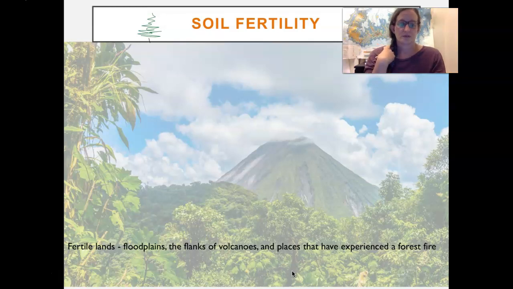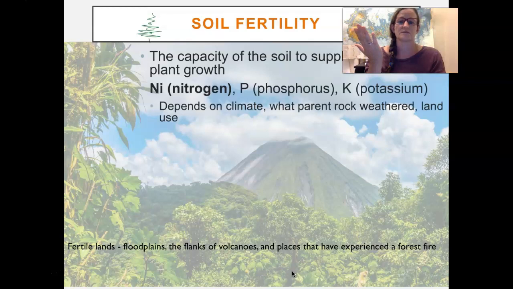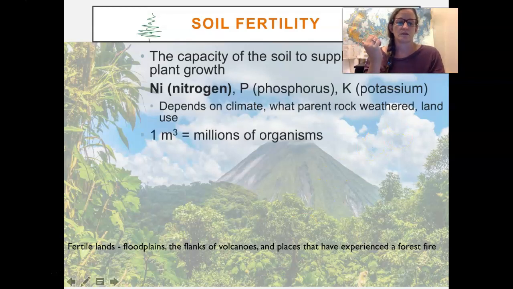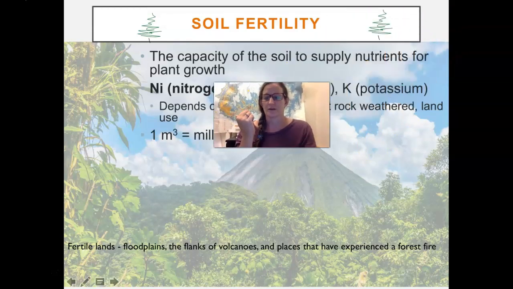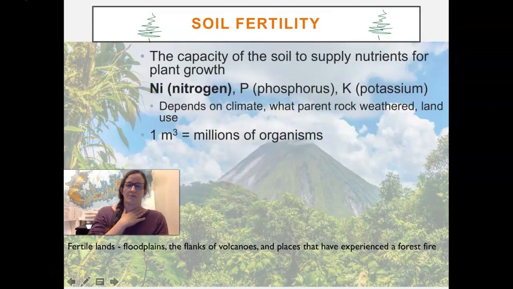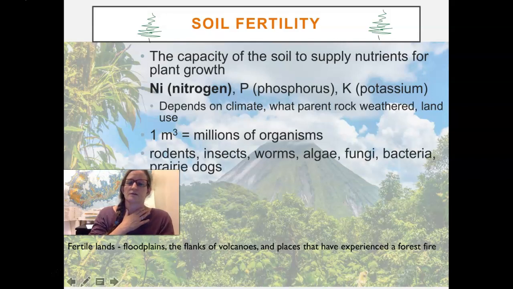Some important ways to look at soil would be its soil fertility, and there are places in the world where there's more fertile soils than not. But we're looking at where we can grow food. So the three main limiting factors are nitrogen, phosphorus, and potassium. If you buy a bag of fertilizer, it'll have the nitrogen value, the phosphorus value, and the potassium value.